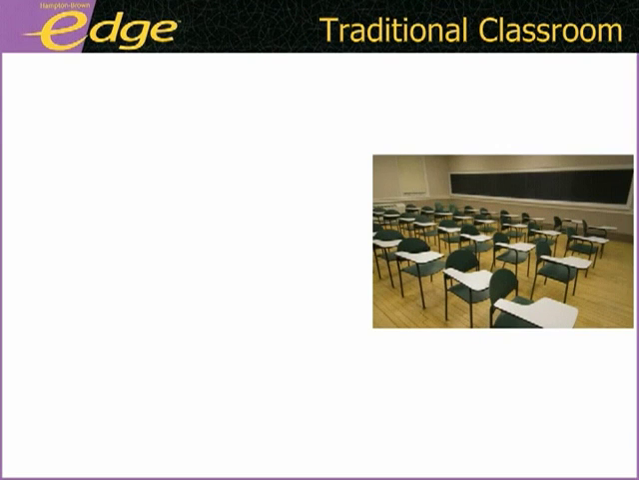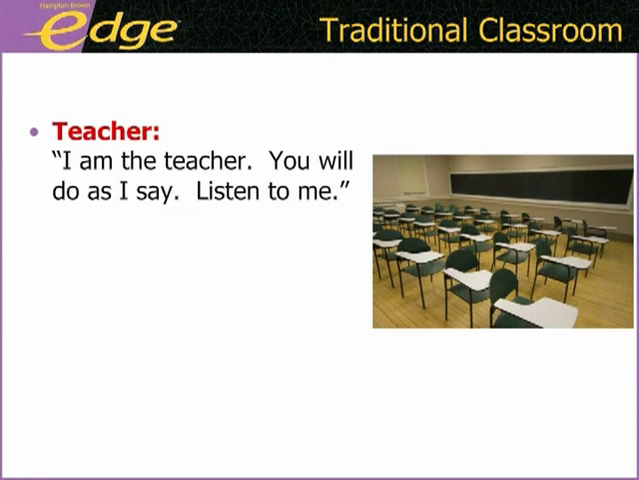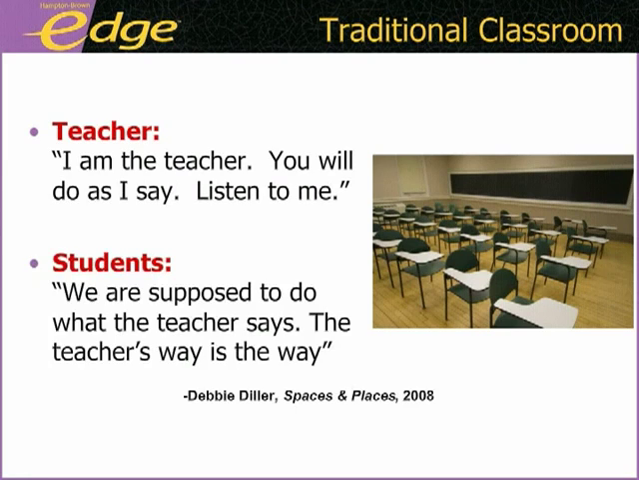When classrooms are arranged in the traditional rows, with as much space between the chairs' desks as possible, it's as if the teacher is saying, "I'm the teacher, you will do as I say. I have all the answers. Listen to me. I don't want you sitting near each other because then you'll talk and won't listen to me. I'm watching you all the time." And the students are thinking, "I have to do what the teacher says. There is one way to do things, the teacher's way."